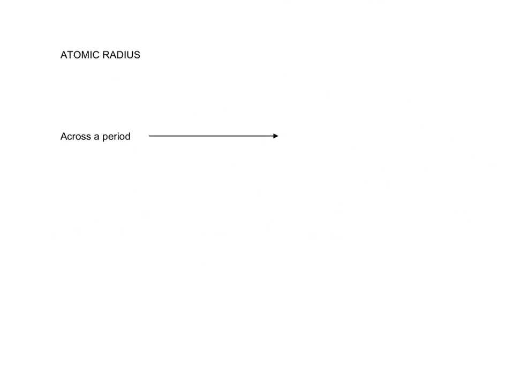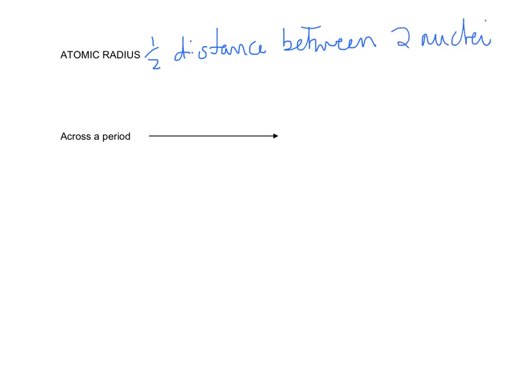The next property we're going to look at is atomic radius. So again, first thing you want to do is define your property. So atomic radius is half the distance between two nuclei. As you define your property, you also say what units it's measured in. So in this case, atomic radius is a distance, so we use distance units, but these are very, very small distances, and so this is usually measured in picometers or nanometers or angstroms.